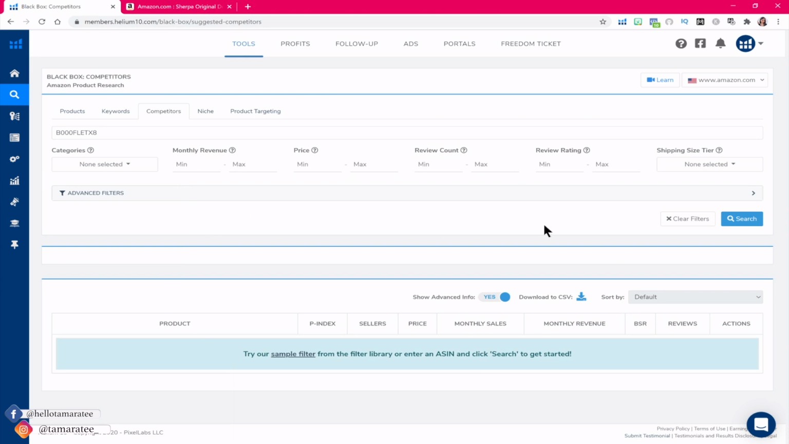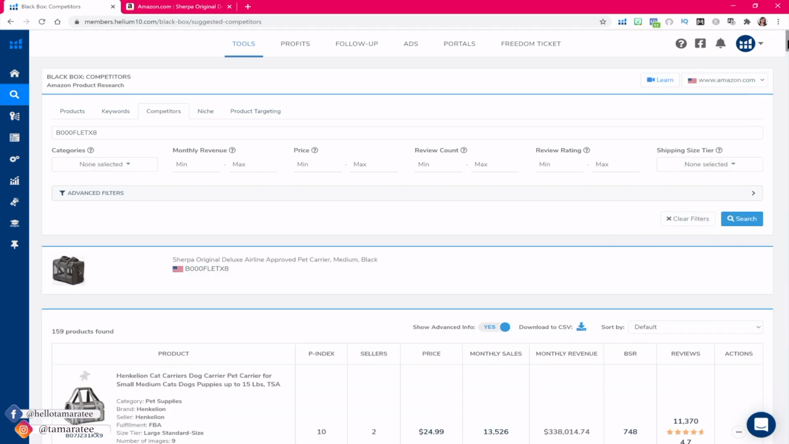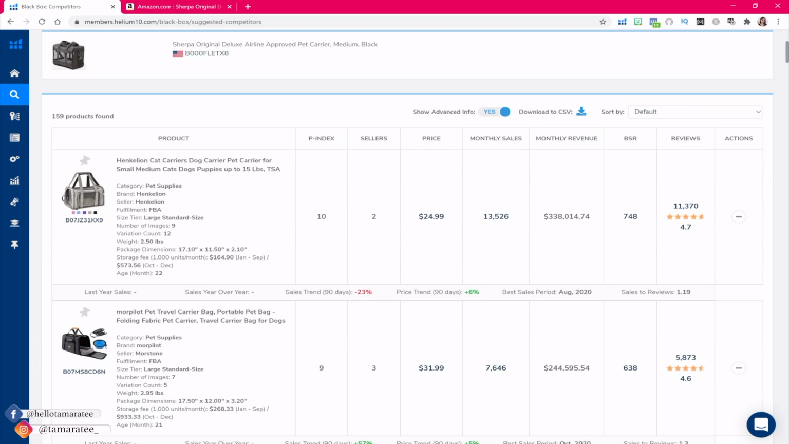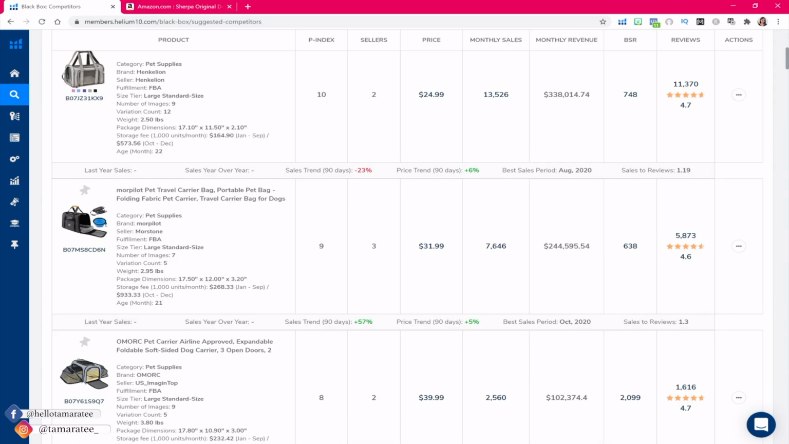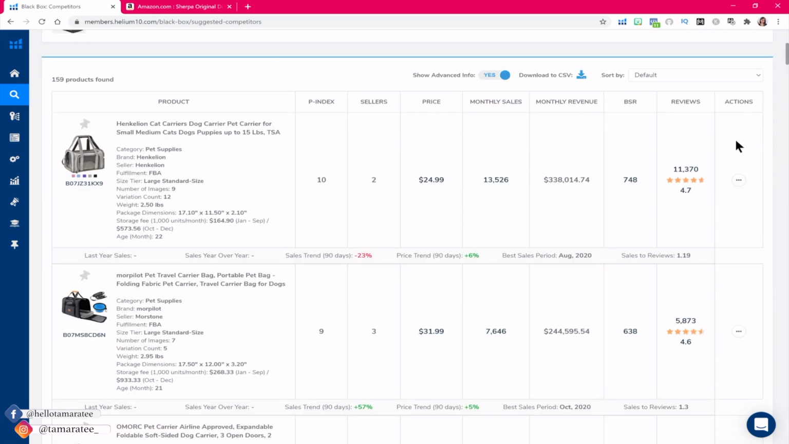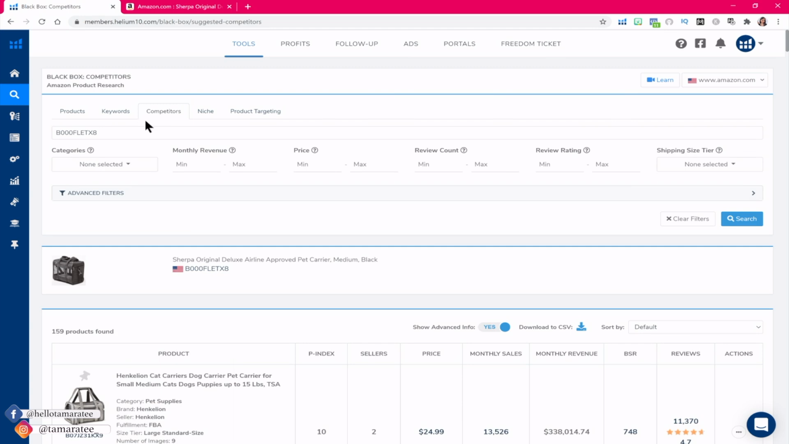And I'm not going to fill this all in right now because I already showed you how to do it under keywords, but let's hit search right here. So if I scroll down, I can see all of the products that are similar to the ASIN that I put in. This is really good to use if you are looking for a specific type of product. If you already have in mind that you want to sell a pet carrier for dogs, then I would use the competitor's ASIN option right here.